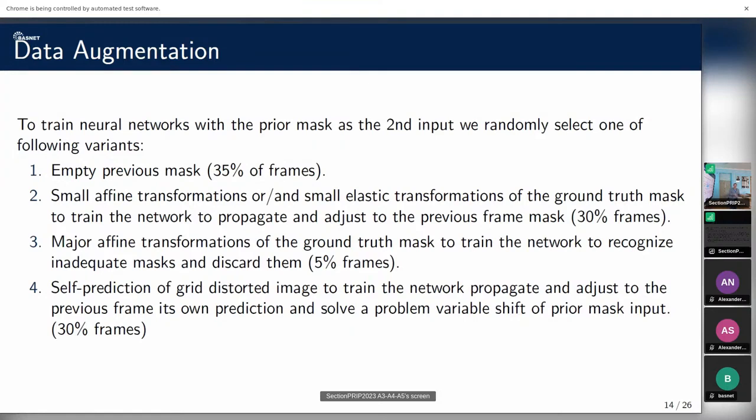I want to use the image encoder and use all the features from it. And I use some fixed transformations. And it's very important to use this distorted image, with self-prediction of the current state of the neural network, to avoid the problem of variable shift.